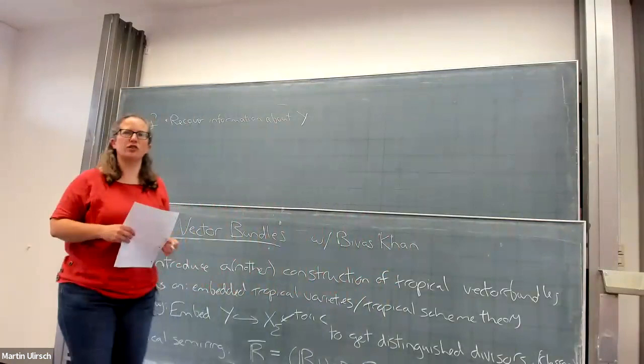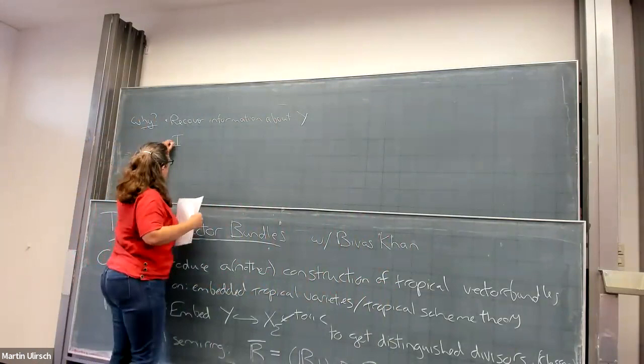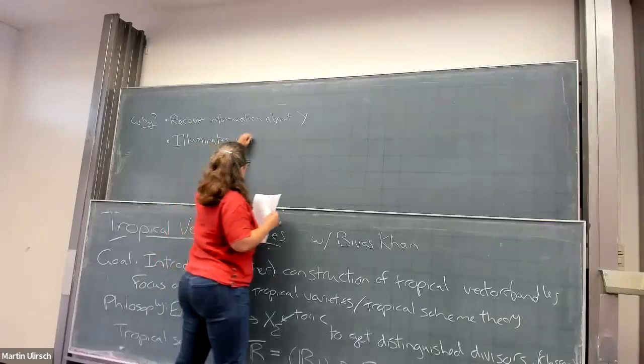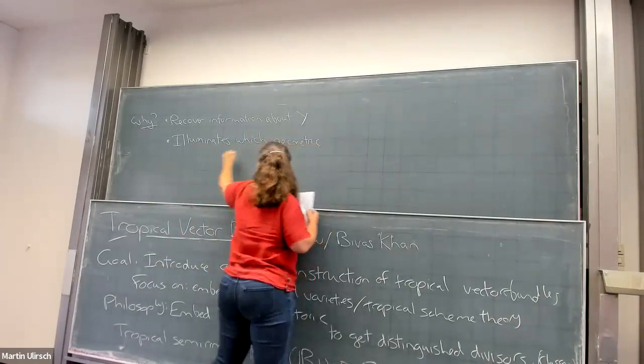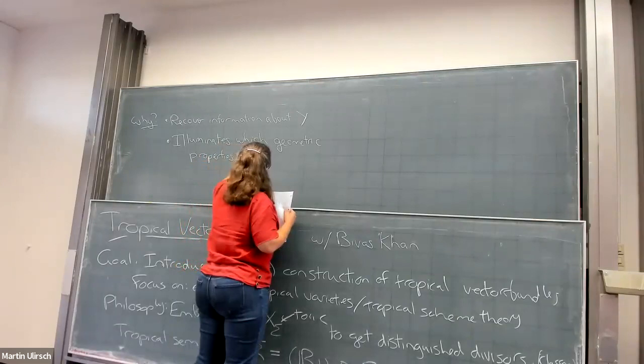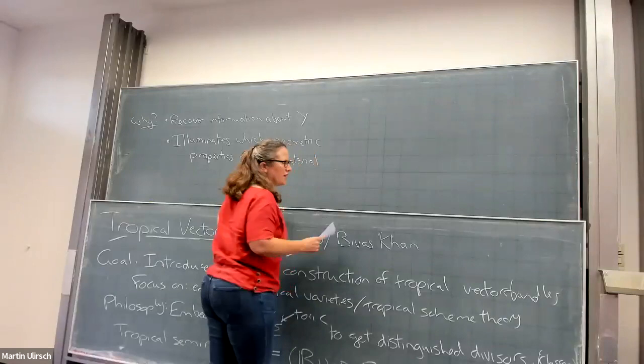Okay. The second bit is, I would say, it illuminates which geometric properties are combinatorial. And I'll say more about that when we start to talk about vector bundles.